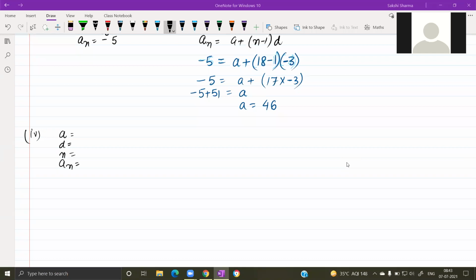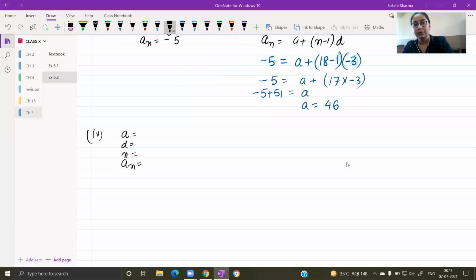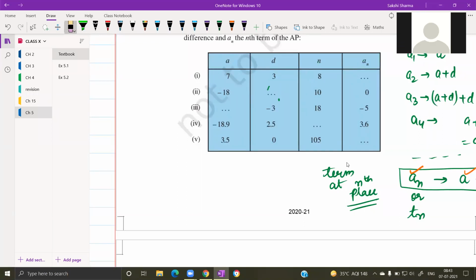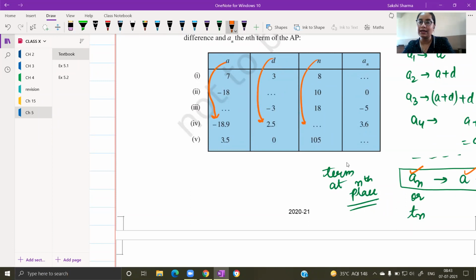Ma'am, can you repeat? Look at the table at page number 105. In exercise 5.2, the first question has a table. From the fourth row of that table, you have to tell me the values. Look at the fourth part and tell me the values of A, D, N, and AN.